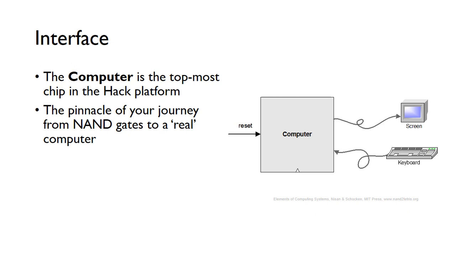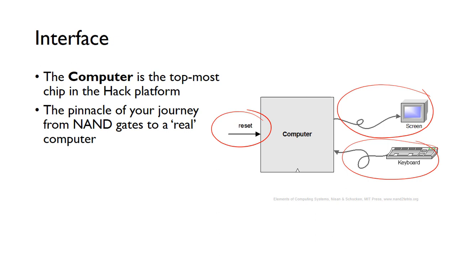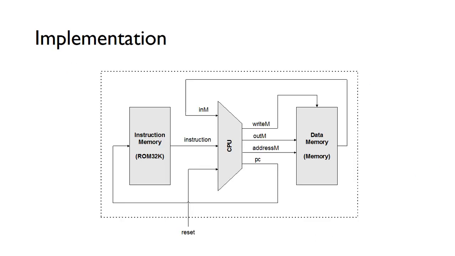So you can see the interface here. It's actually very simple. There's only one external input, and that's a reset. So we want to reset the computer and start the program executing again. Then we've got our screen output, which I'm going to send to the monitor. And then we've got the keyboard input. So you can see the actual top level interface for this computer is very simple. And the implementation is also quite simple as well.